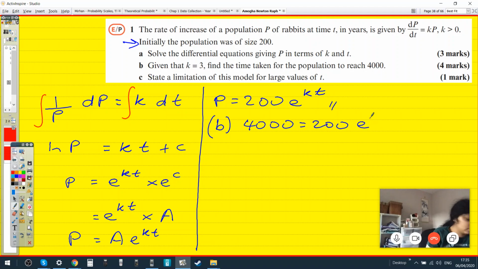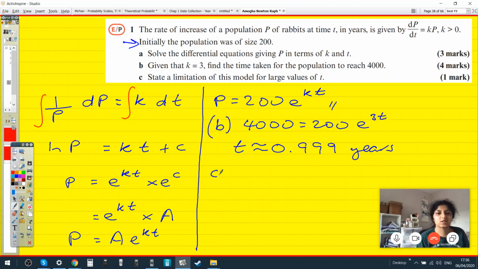T is basically equal to 1. It's like 0.998, so 0.999, because, okay, yeah, it's basically just 1 year. State of mutation. They'd run out of resources, like food. Too many rabbits.